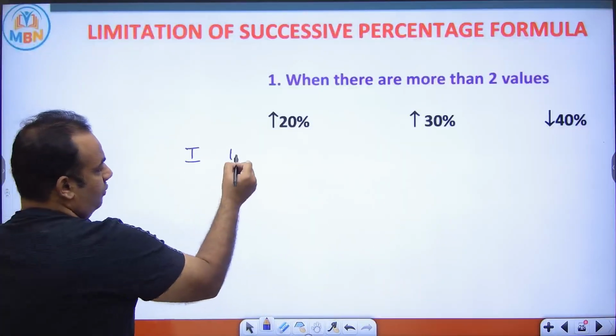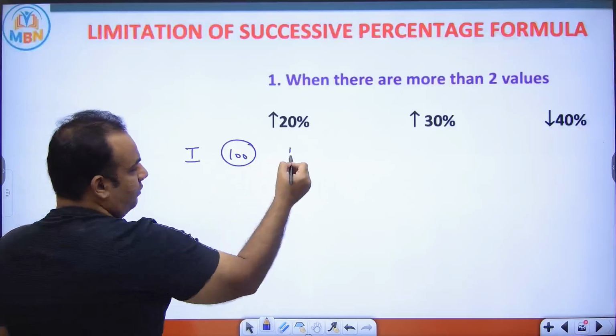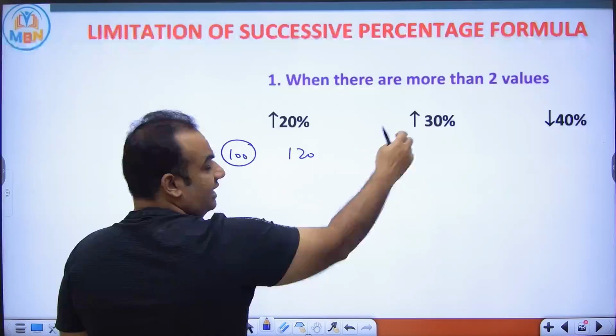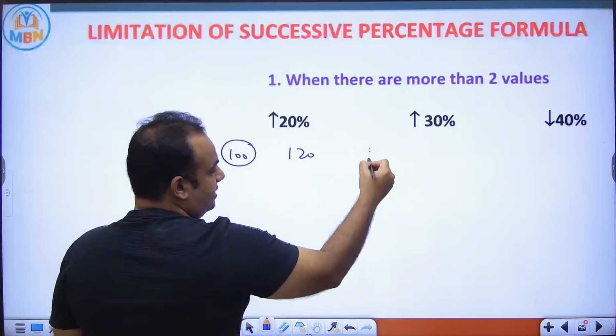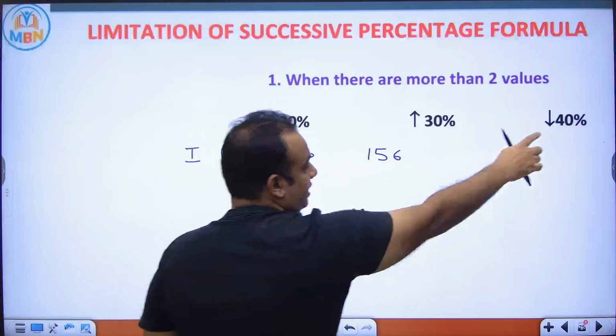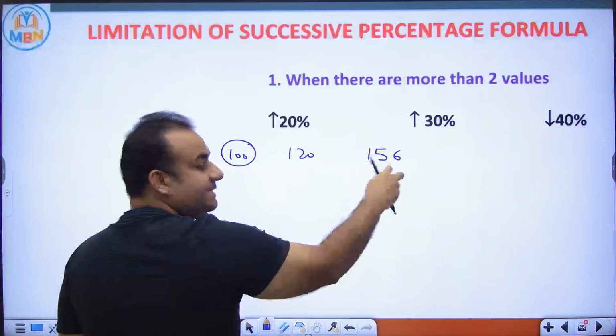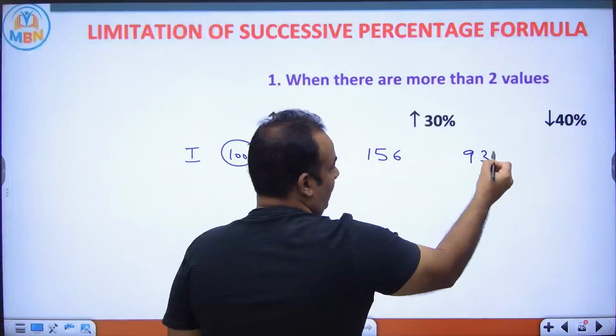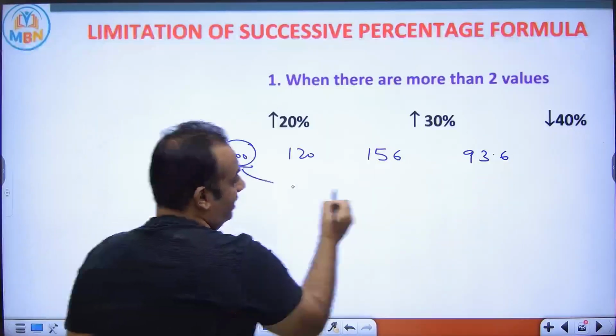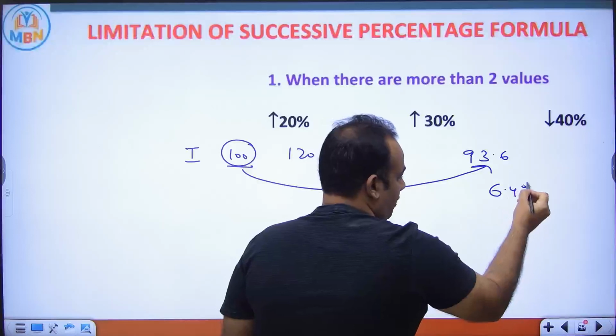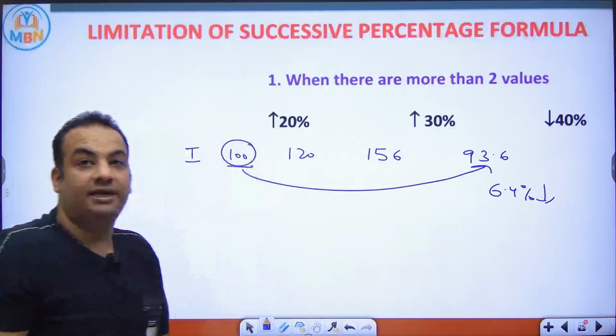First approach, I will assume the value to be 100. It is increased by 20%, 120. Then it is increased by 30%. 30% of this is 36, so it is 156. Then it is decreased by 40%. 40% of this is 62.4. So this will become 93.6. So from 100, it is 93.6. So a decrease of 6.4%.